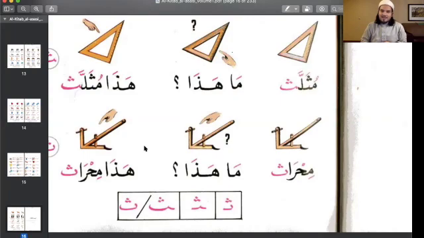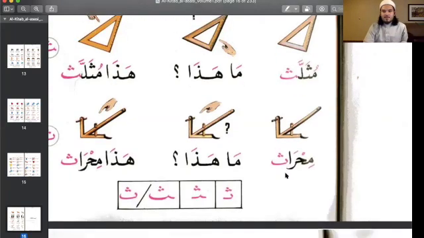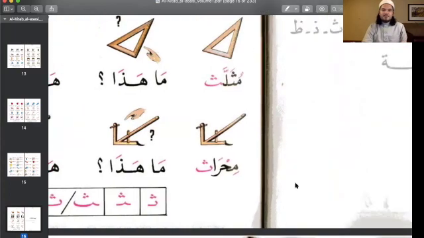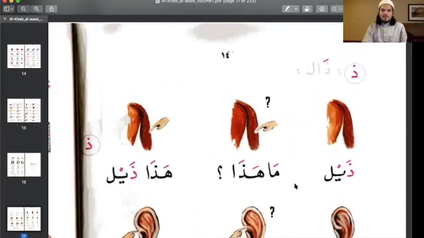Oh, I got you now. Yeah. So it can either be a plow or a combine, which is that thing. All right. This is not to be confused with mirath. Mirath means inheritance. Okay. Mihrath. Alrighty.